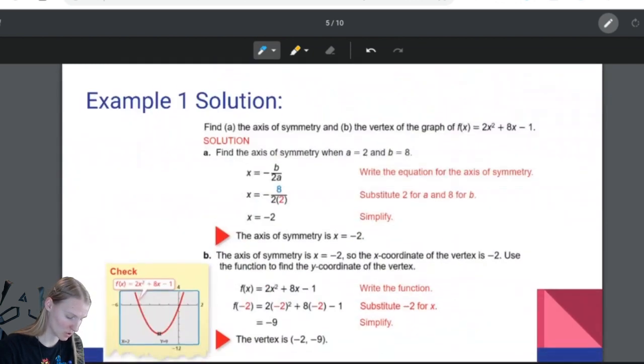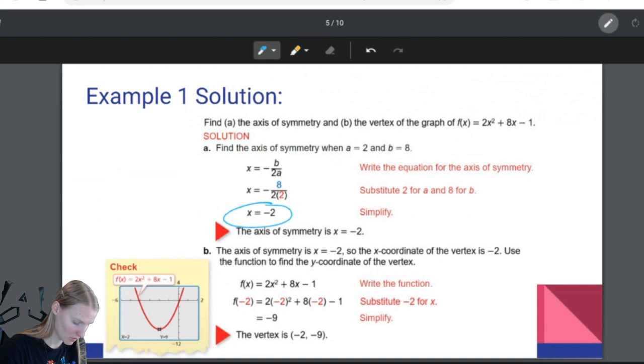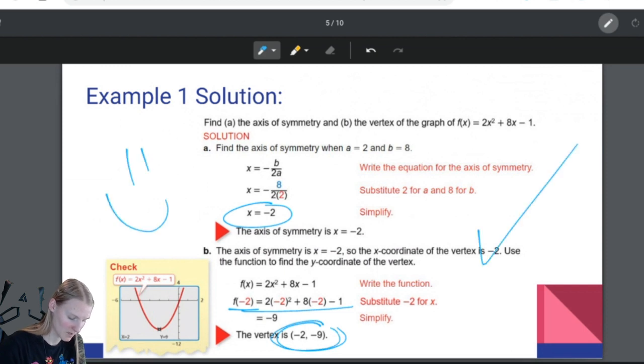Okay, let's check and make sure we were right. Boom, x equals -2. Plug it in, just like we did, and we get f of -2 equals -9. So yay, we were right.